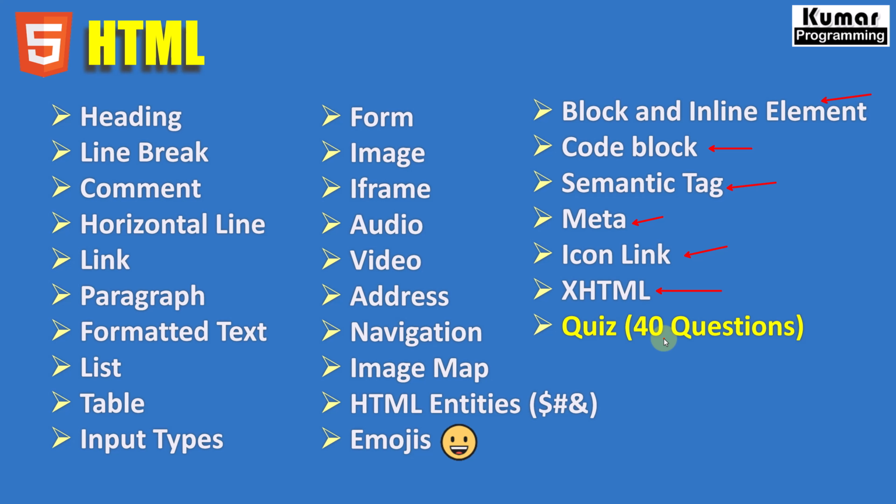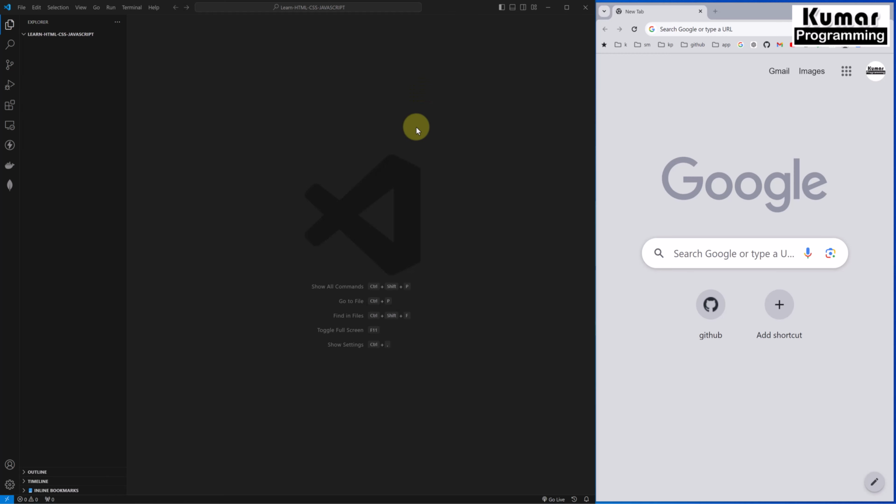Now let's deep dive into the practical and open our Visual Studio Code and a browser. Well, now ready to start. But before we start, let me do some configuration. Here I have created a folder, learn HTML, CSS, JavaScript. Inside this folder, I'm going to create one more folder as courses, because we are going to have 3 courses. Inside these courses I'm going to create 3 more folders: HTML, CSS and JavaScript.